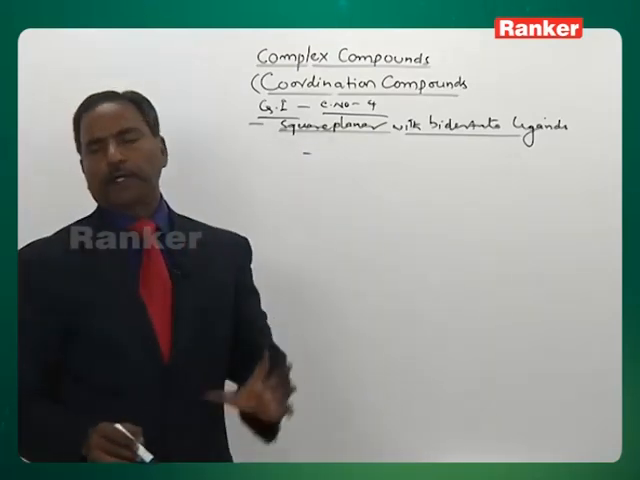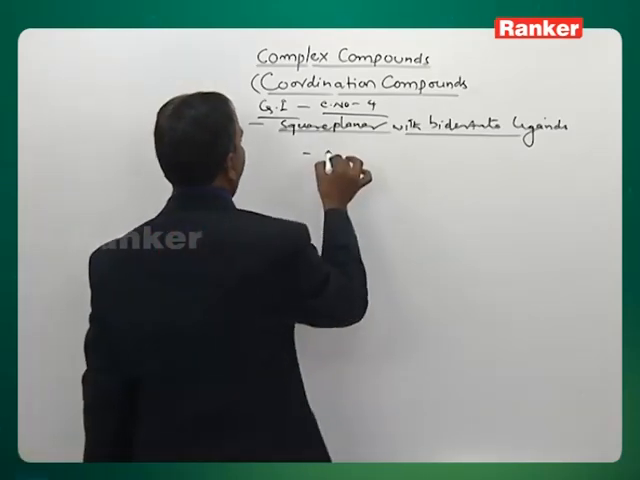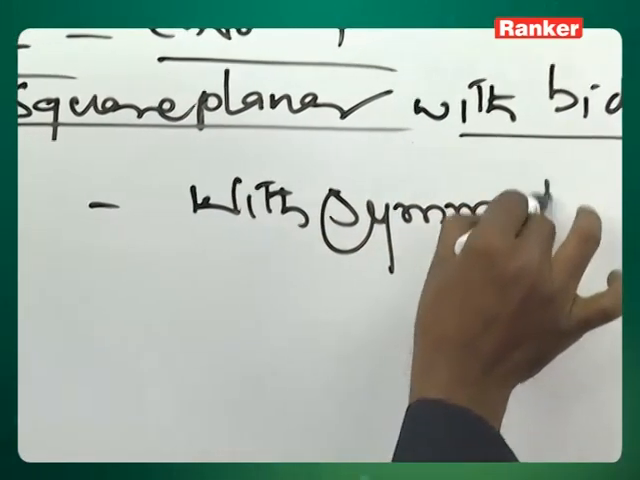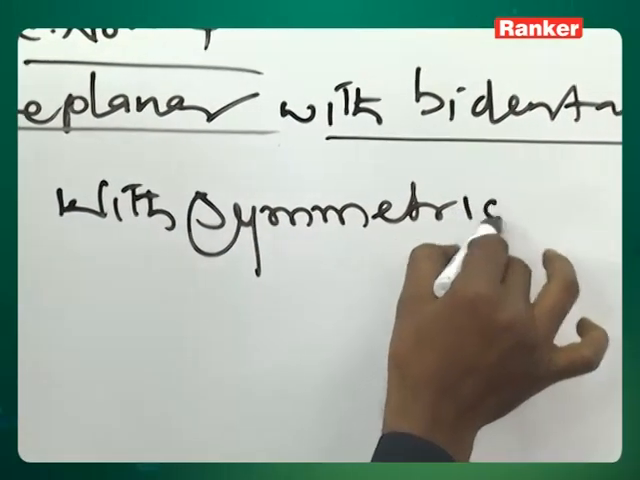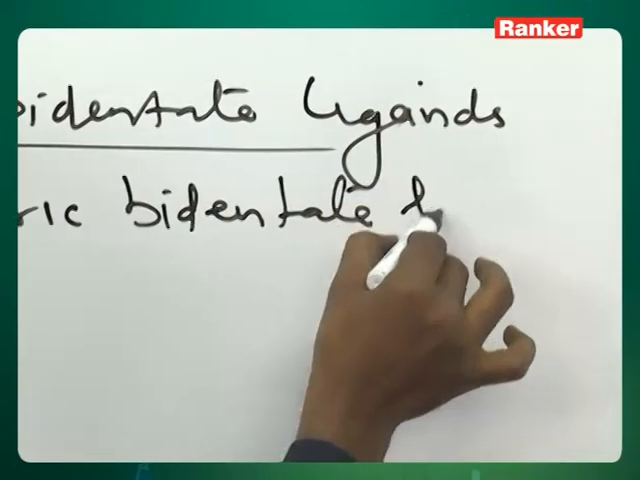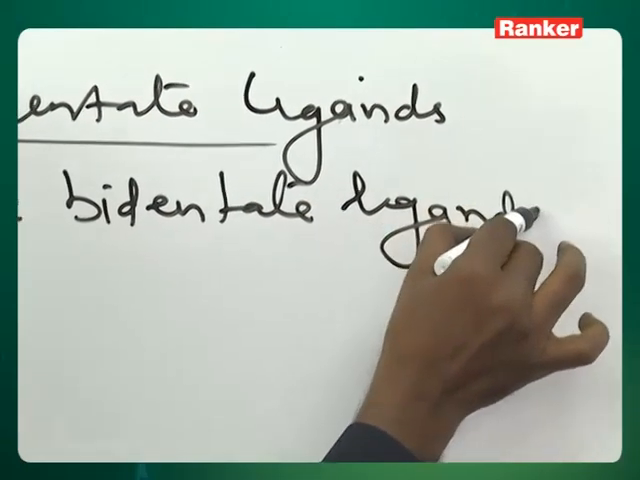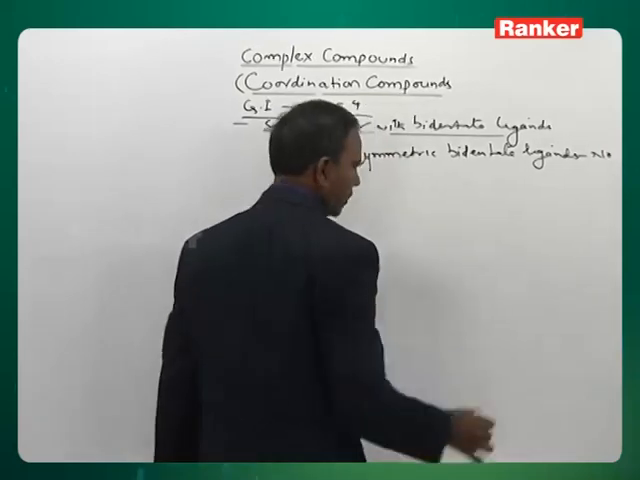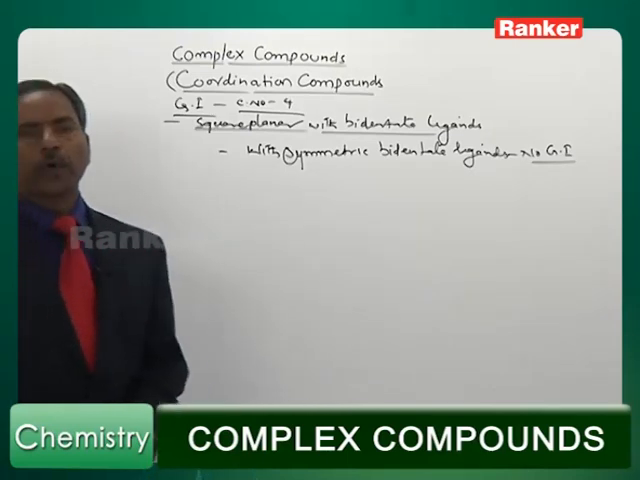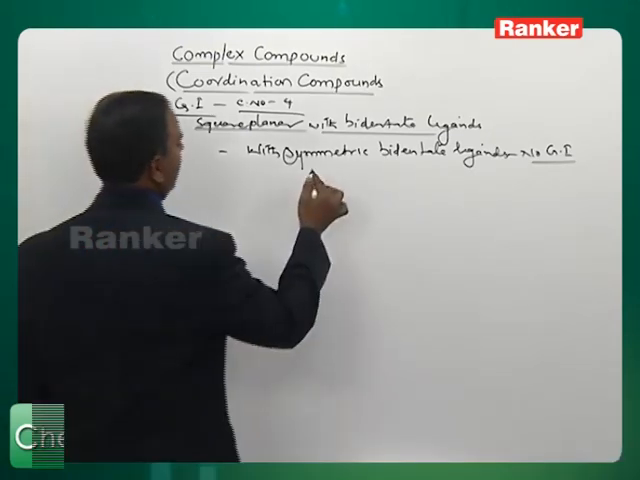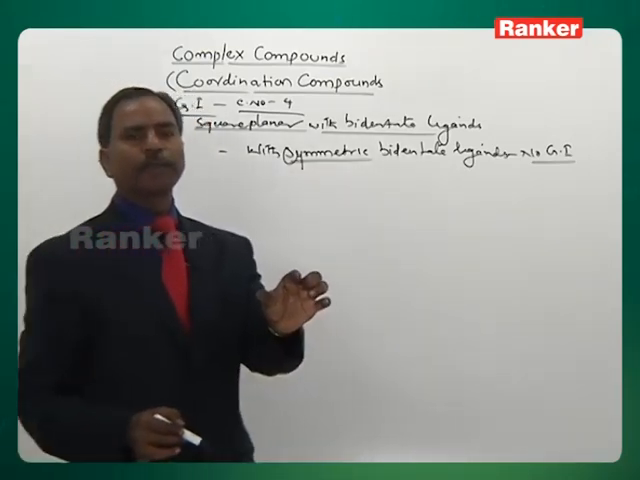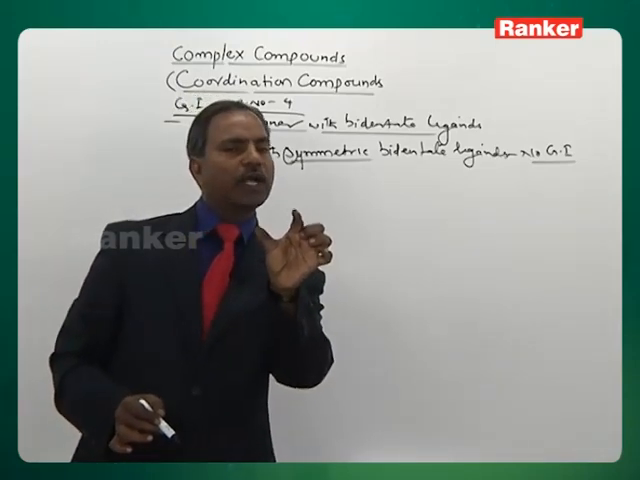With symmetric bidentate ligands, no geometrical isomerism. What do you understand by this? Symmetric means the two donor atoms of the bidentate ligand are the same.